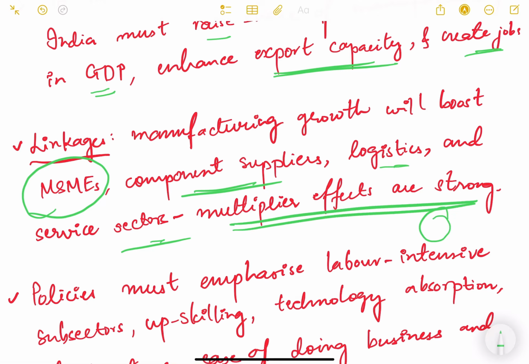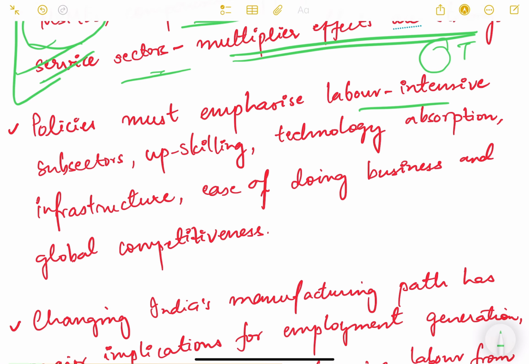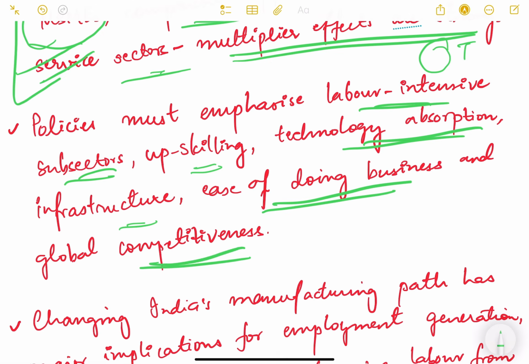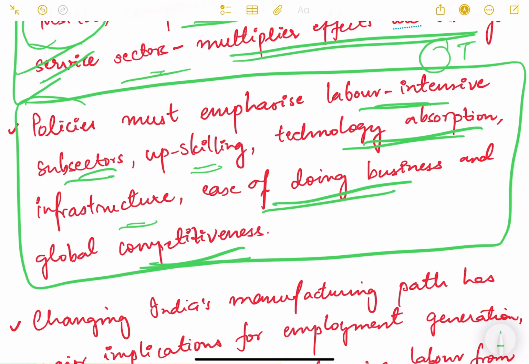So if there is manufacturing growth, then obviously your transportation will grow, your other services will grow, cleaning, sanitation, urban services, etc. Demand will rise. Jobs will be generated. The agriculture sector will also benefit. The latent unemployment problem will also be solved. So there are various forward and backward linkages of the manufacturing sector. Policies must emphasize labor-intensive subsectors, upskilling of the people, technology absorption, infrastructure, ease of doing business, and global competitiveness. These are some of the areas where we need to focus. You can use this in the way forward or conclusion part of your answer wherever such a question comes.